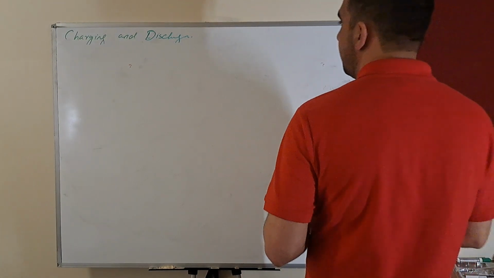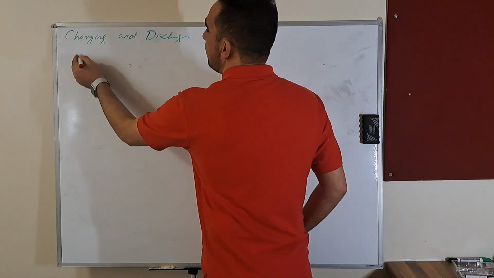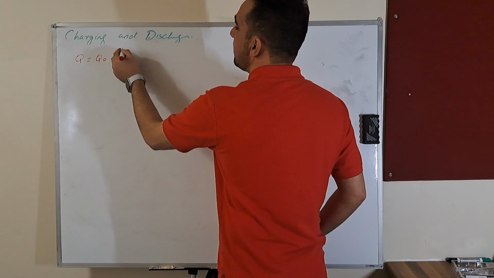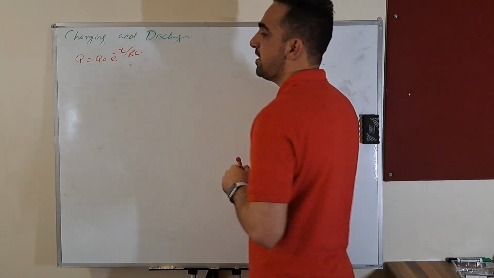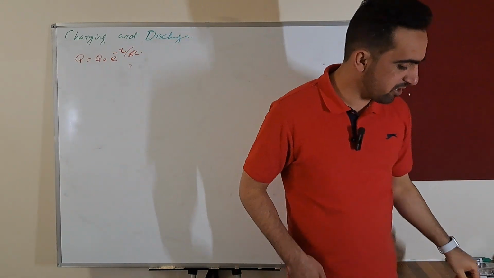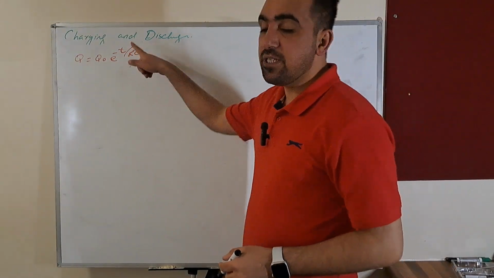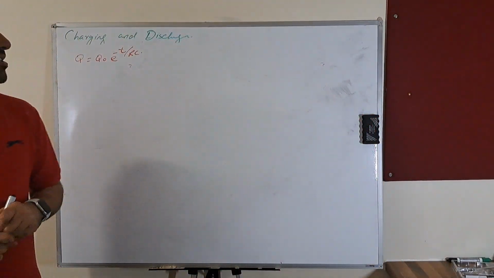So we got Q is equal to Q naught e power minus t divided by RC. That's the formula for the discharging. And if you know that exponential is actually the base of natural log.